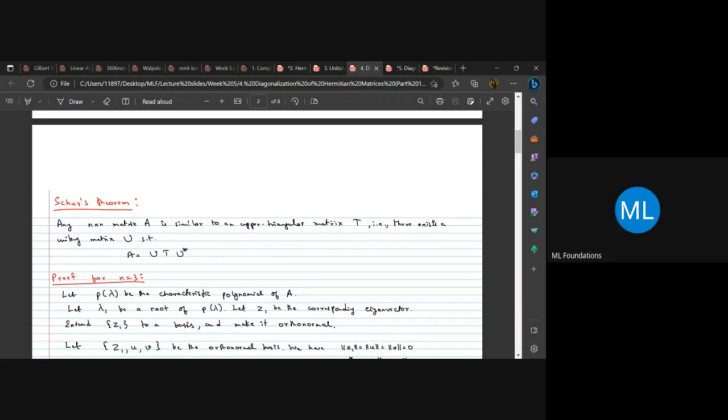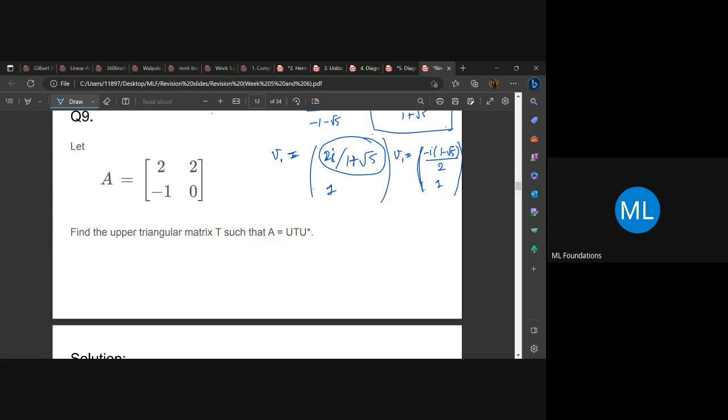Schur's theorem says that if you have any n cross n matrix, then you can upper triangularize it. Upper triangularize means like you used to do this UD transpose, right? When we say it is unitary diagonalizable, we say it is of the form UD star. But now instead of D, it should be an upper triangular matrix, and there is a way you do it. So just repeat the process that has been done in the class. You will get the answer.